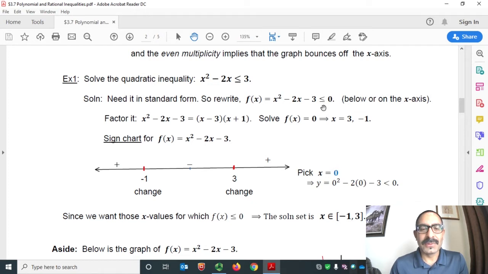So next, factor it here, x squared minus 2x minus 3. It has two factors, which are x minus 3 and x plus 1. Next, set these factors equal to 0 to get the real zeros of f. So this gives us x equals 3, x equals minus 1 as the real zeros of f.